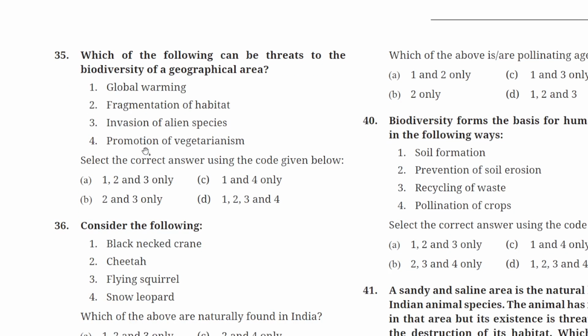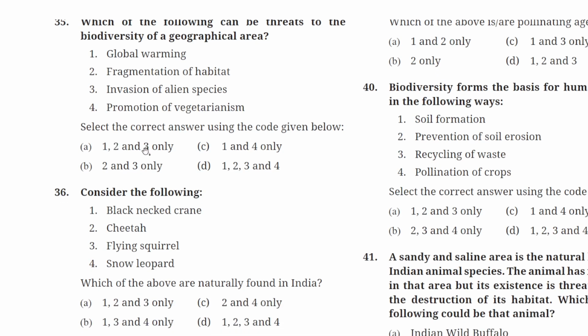Which of the following can be threats to the biodiversity of a geographical area? Global warming, fragmentation of a habitat, invasion of alien species, promotion of vegetarianism. Okay, 35. 1, 2, and 3. Vegetarianism has no association with biodiversity basically. The answer is A.